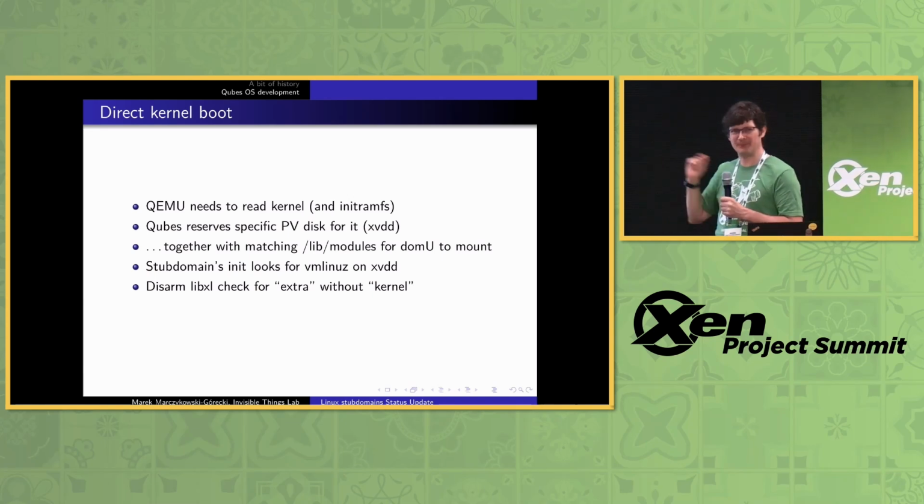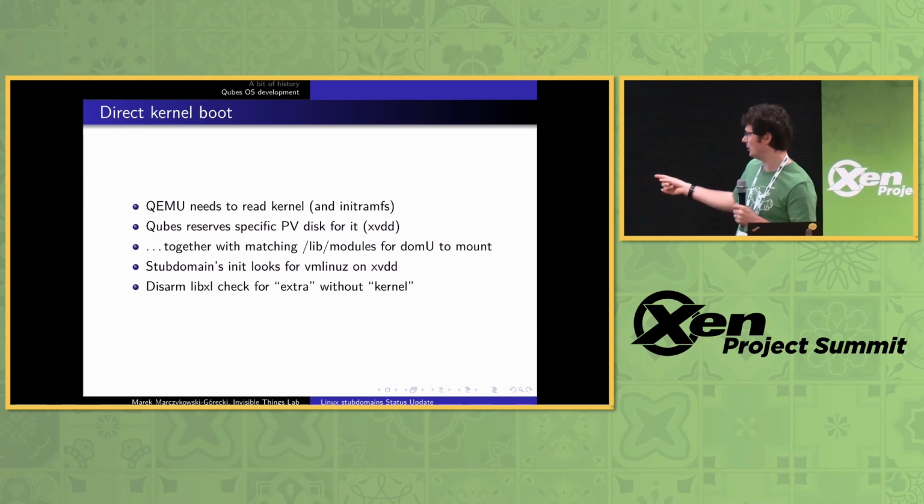And there was a funny thing: we still want to provide some kernel parameters to that kernel. We do that using the standard libxl option, the extra option in the config. But if you try to do that without providing a kernel option, which we don't do because of this trick, libxl complains that we provide some kernel parameters without an actual kernel. So we have a patch that disables this check.